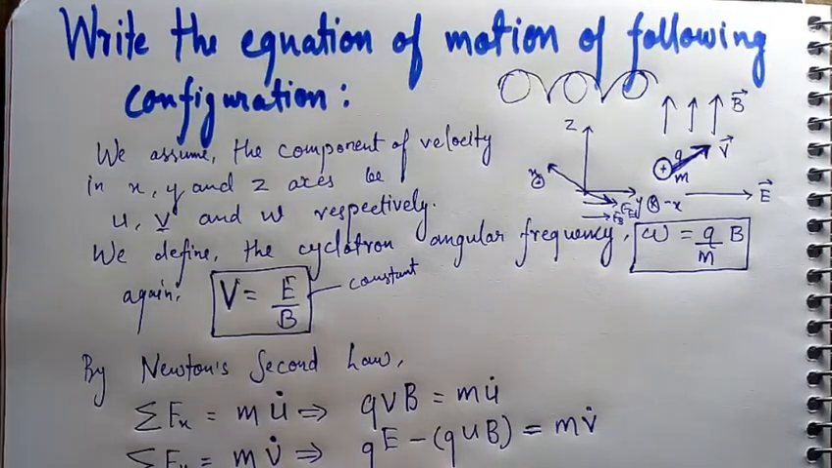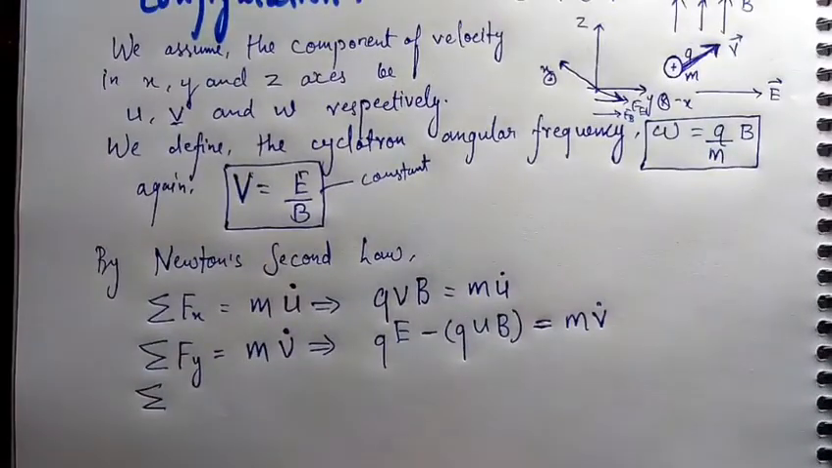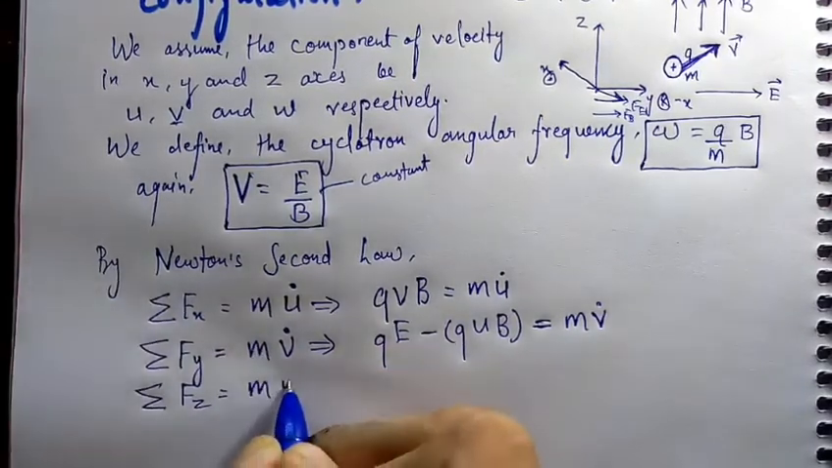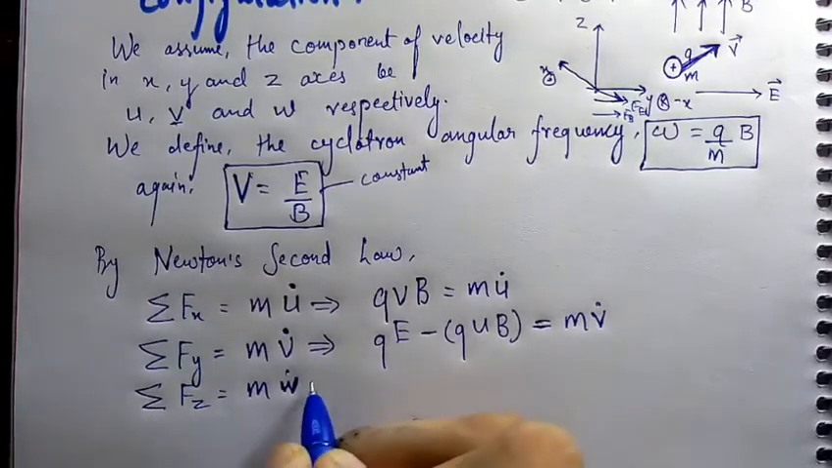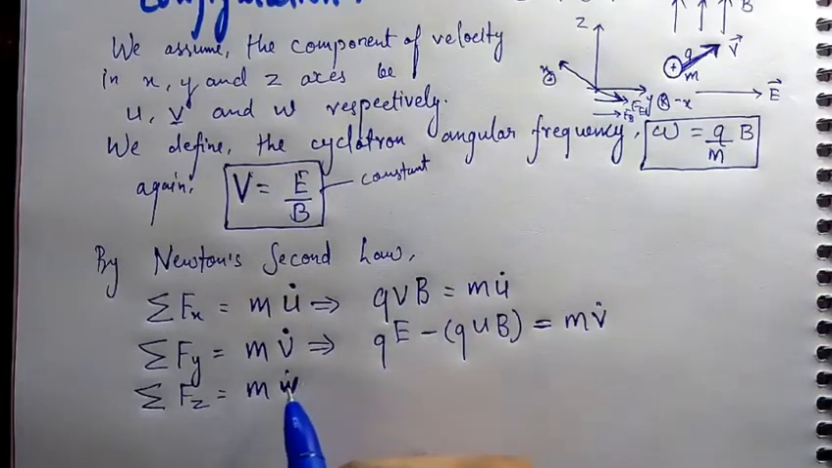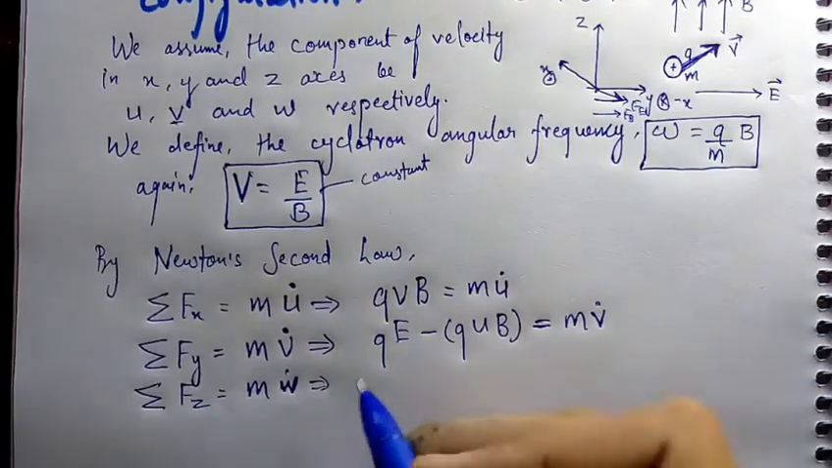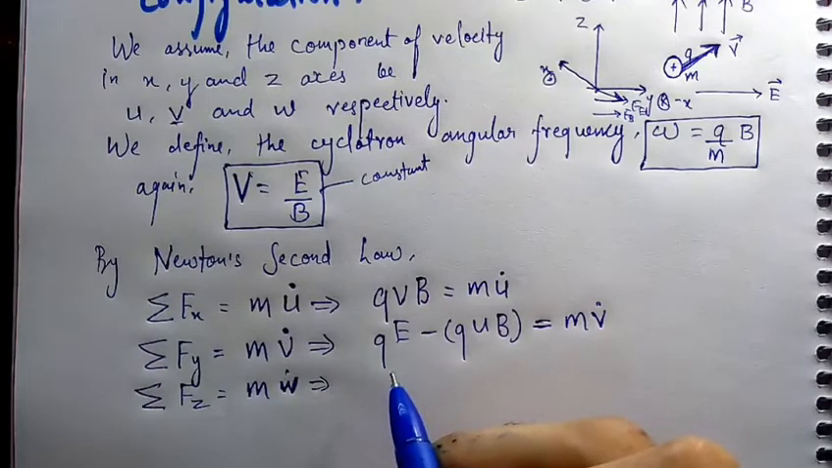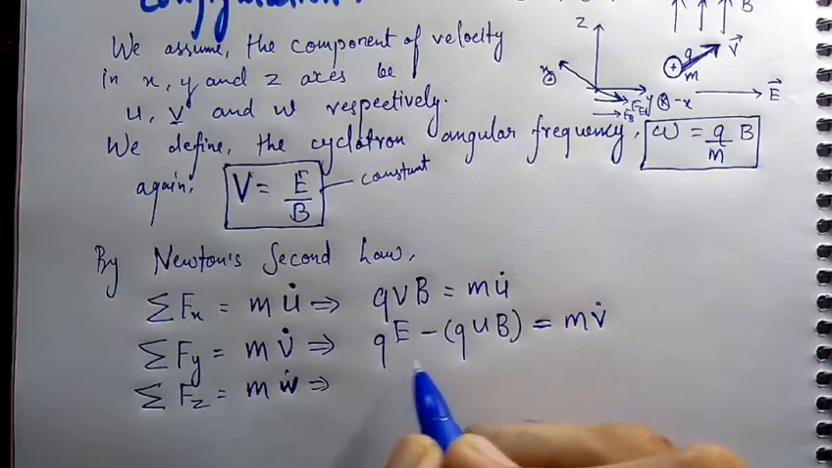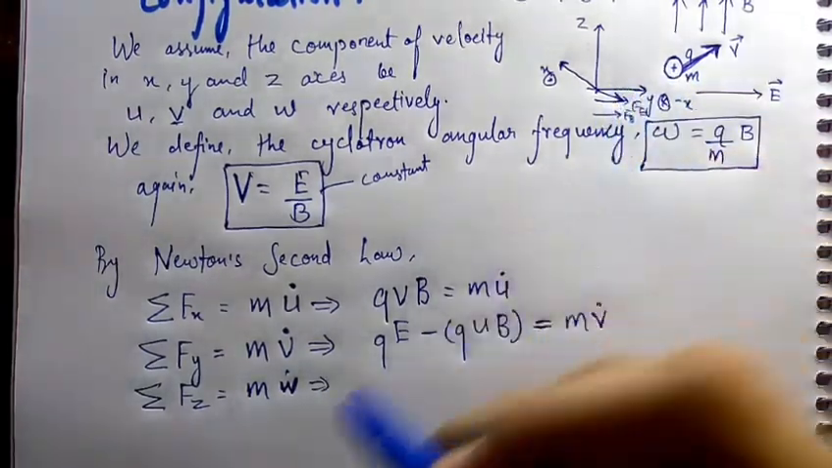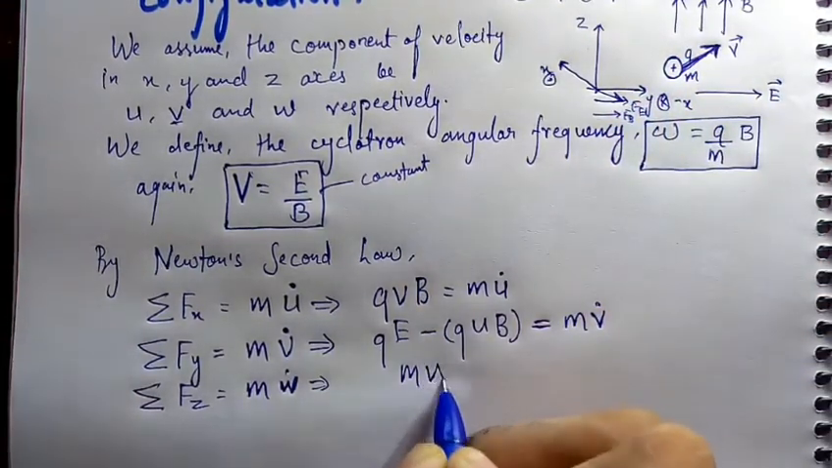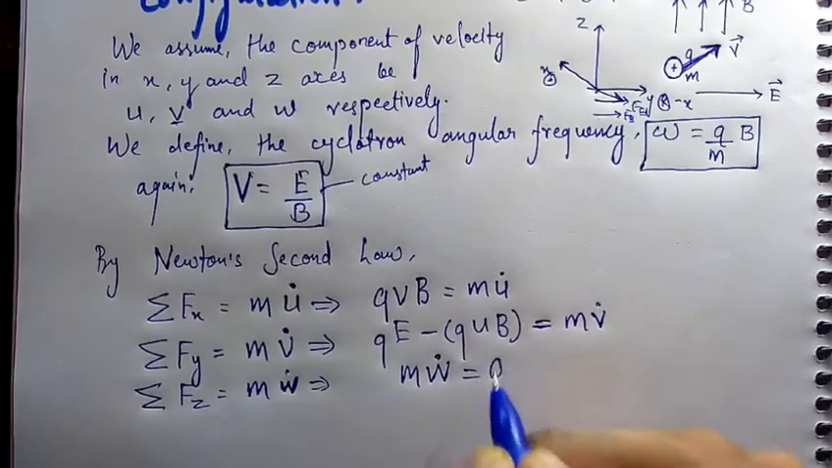Now again let me give some more space. For the z direction, Fz equals m times w dot. Let's not forget the cyclotron angular frequency is also there, so we must not forget omega, and we must tend to recognize them properly. We get that there is no force in the z direction. The sum of all forces in the z direction is 0, so m times the time derivative of w is 0.